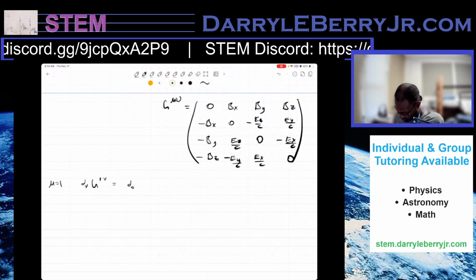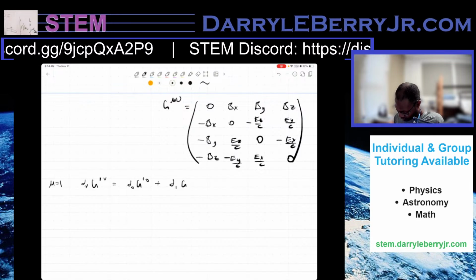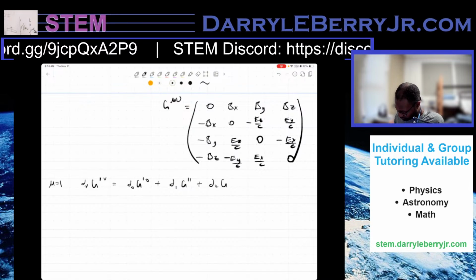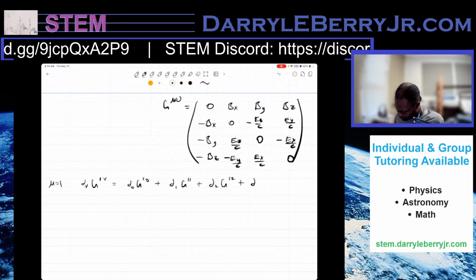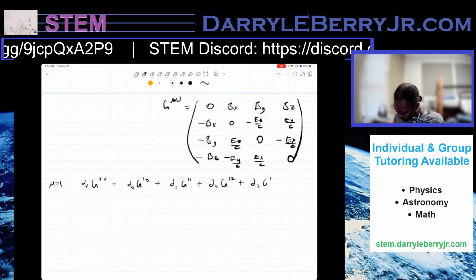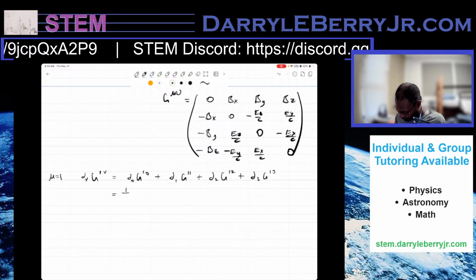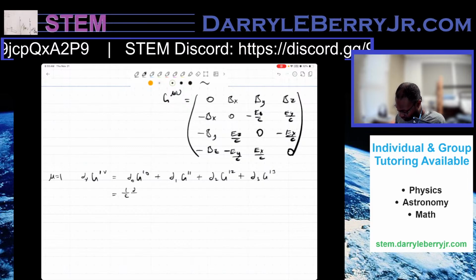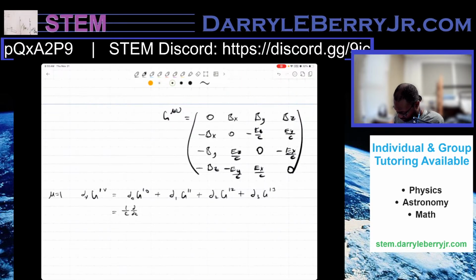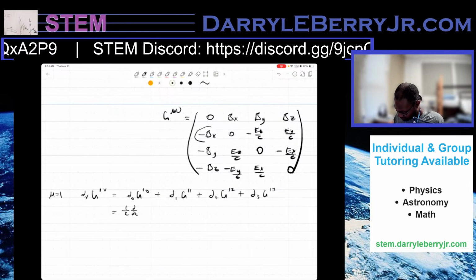That's partial 0, g10, plus partial 1, g11, plus partial 2, g12, plus partial 3, g13. So partial of 0 is always 1 over c, also with respect to t. And this time we're going to the first row, 0 column. So that's here.